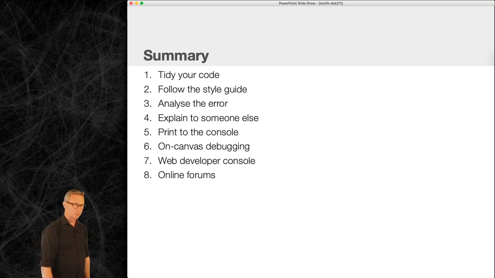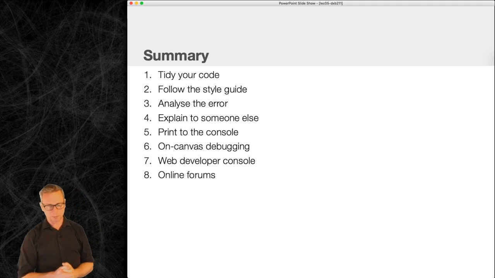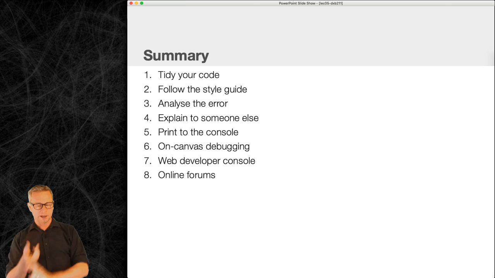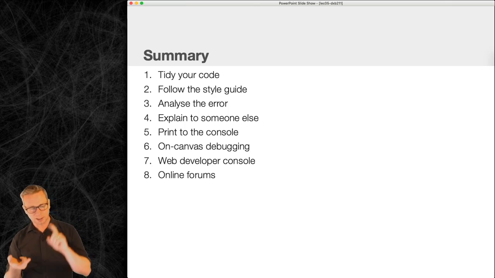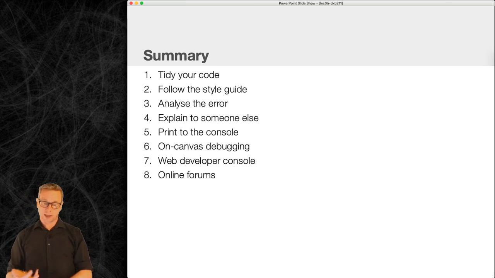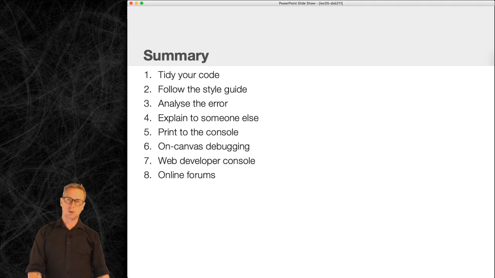So that's a summary of what we've talked about today. We've talked about tidying your code, following the style guide, analyzing the error, explaining to someone else, printing to the console, on-canvas debugging, the web developer console, and online forums. So it was 8 tips that I think can take your code solving abilities a long way.